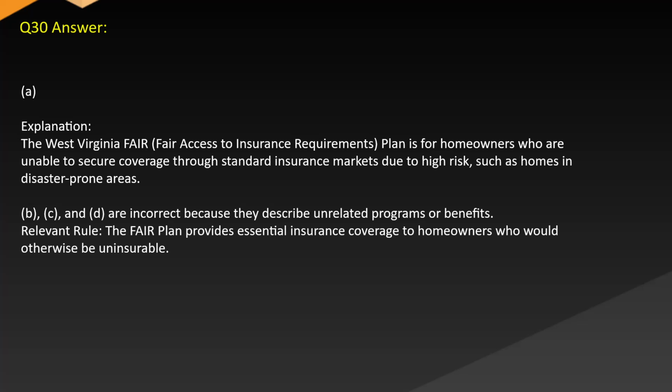Answer A. Explanation. The West Virginia FAIR (Fair Access to Insurance Requirements) plan is for homeowners who are unable to secure coverage through standard insurance markets due to high risk, such as homes in disaster-prone areas. B, C, and D are incorrect because they describe unrelated programs or benefits. Relevant rule: the FAIR plan provides essential insurance coverage to homeowners who would otherwise be uninsurable.